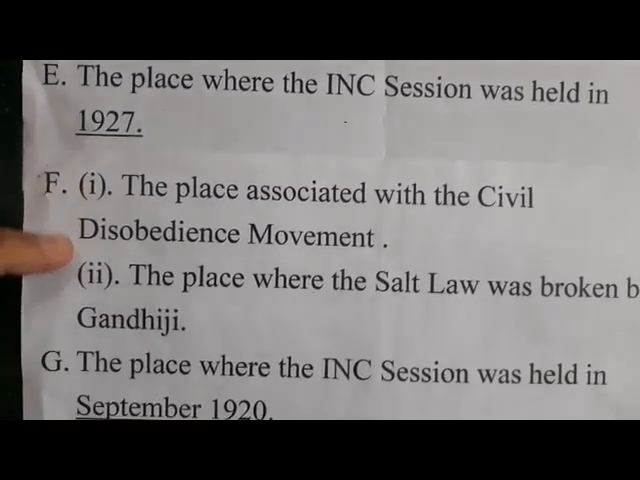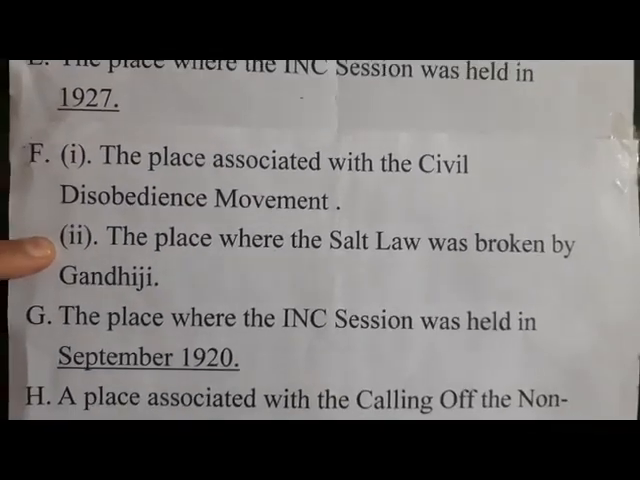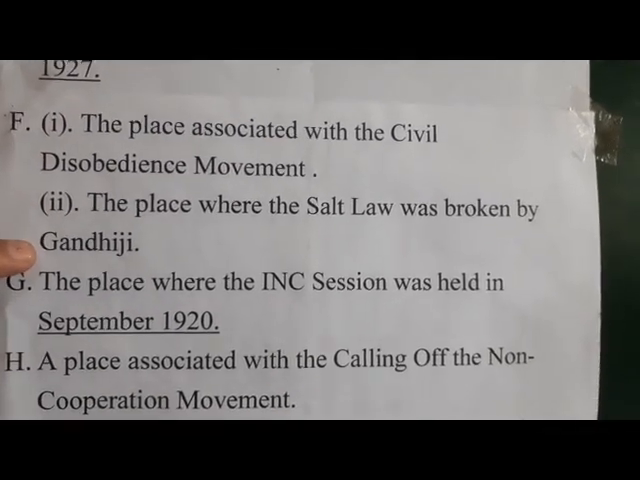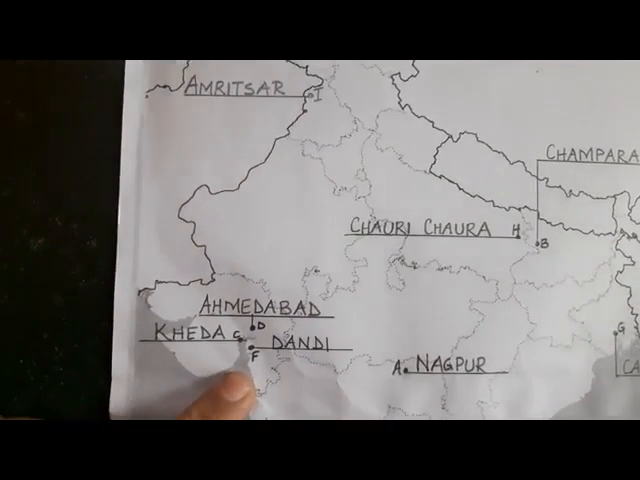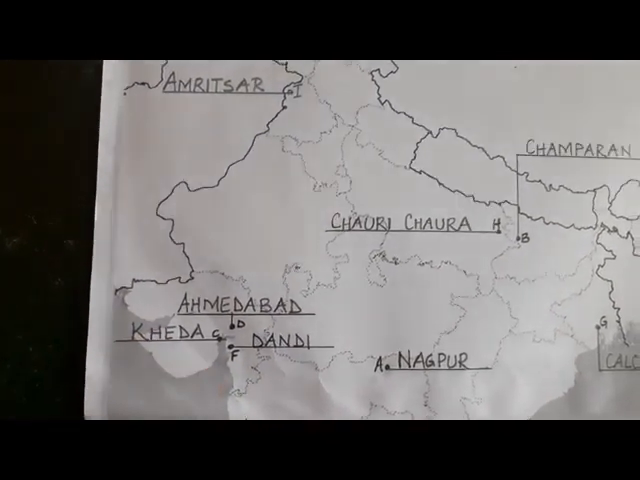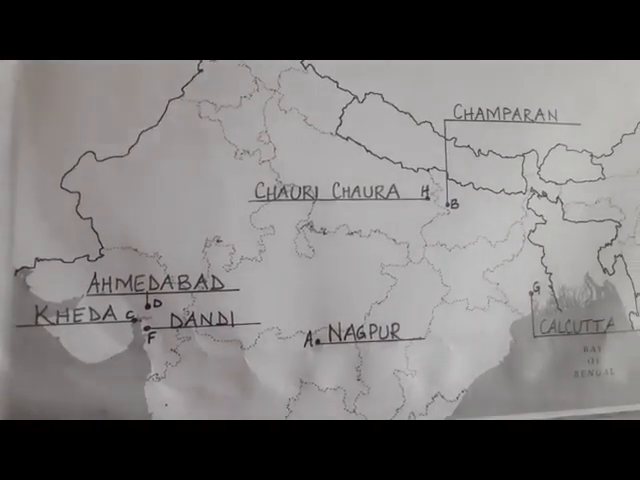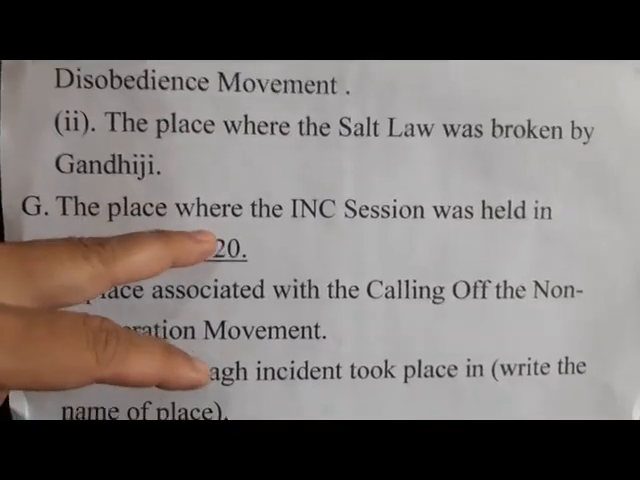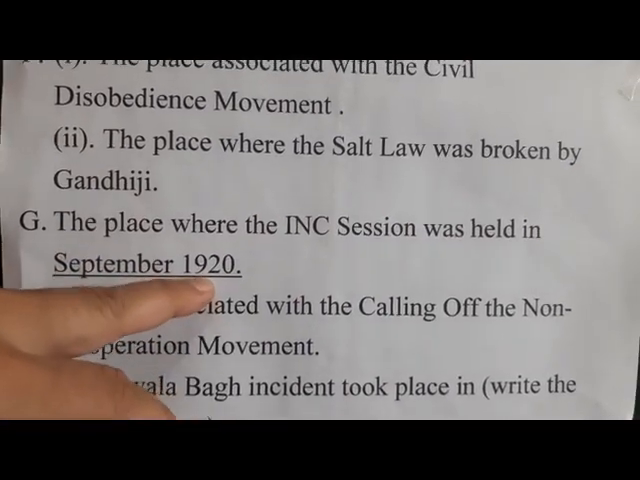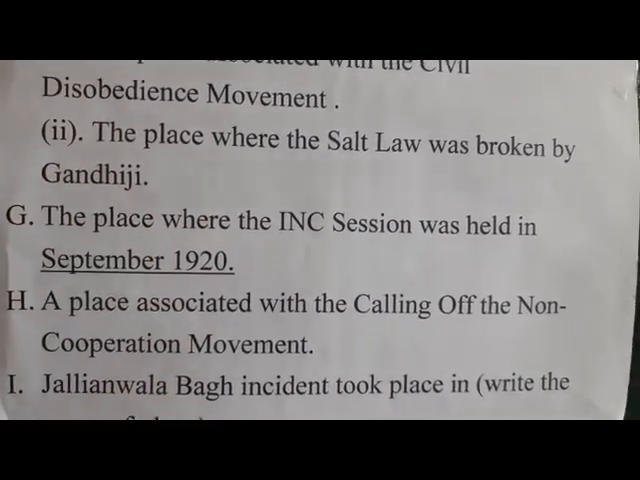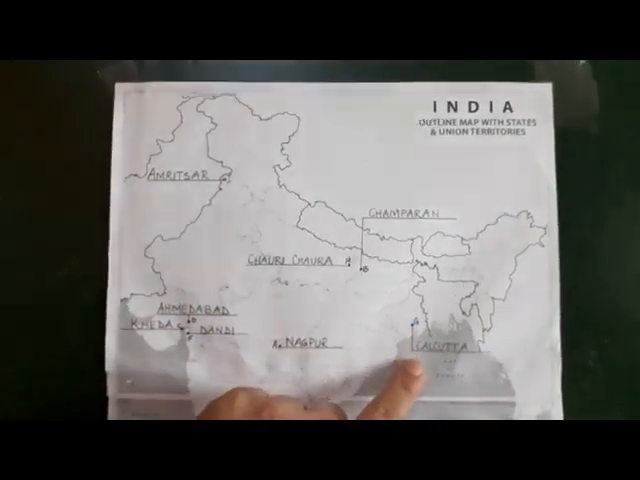That's number 1. Number 2, the place where the salt law was broken by Gandhiji. Again F, Dandi. So here the salt law was broken, and also from here began the civil disobedience movement. Next, G. The place where the INC session was held in September 1920. Look for G on the map. It says G.